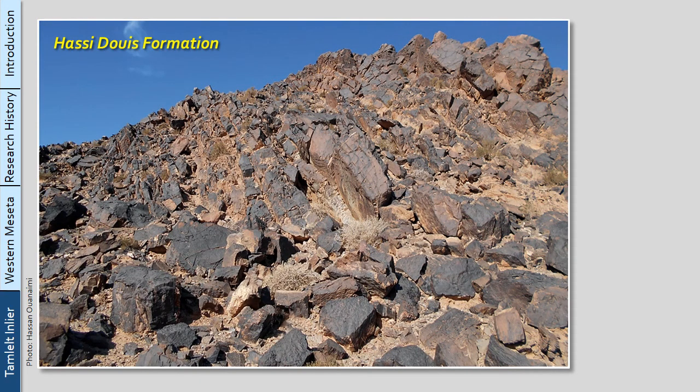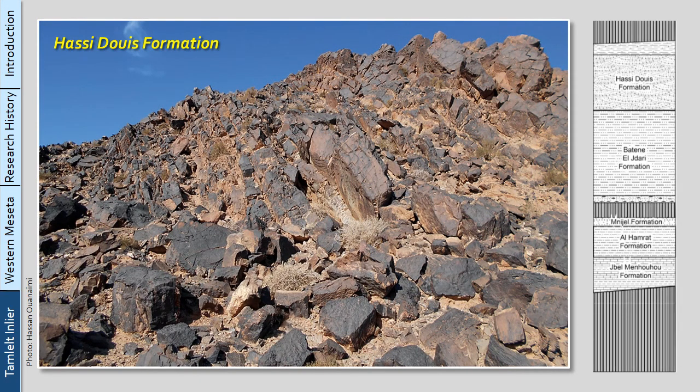The Hasid-Wish formation is dominated by poorly stratified, fine-grained or cross-bedded fine to medium-grained sandstone with calcareous sandstone and quartzitic arenites. It may indeed be a stratigraphic equivalent of the El Hank formation of the western Meseta region, which we met earlier.